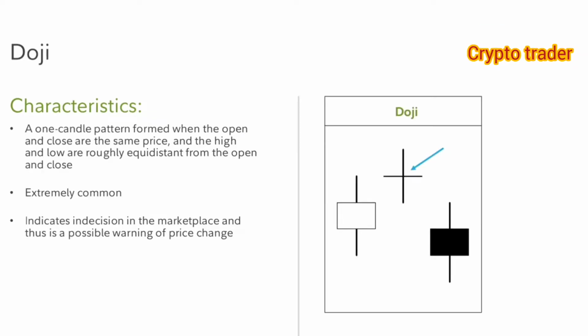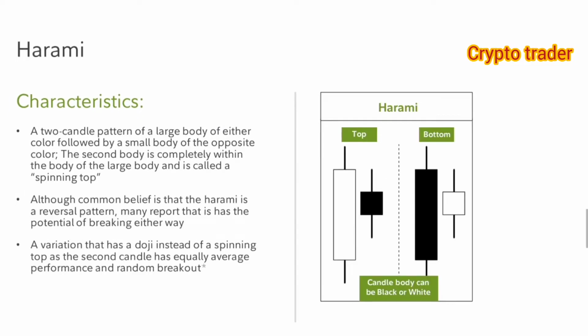Doji. Characteristics: a one-candle pattern formed when the open and close are the same price, and the high and low are roughly equidistant from the open and close. Extremely common. Indicates indecision in the marketplace and thus is a possible warning of price change. Harami. Characteristics: a two-candle pattern of a large body of either color followed by a small body of the opposite color.